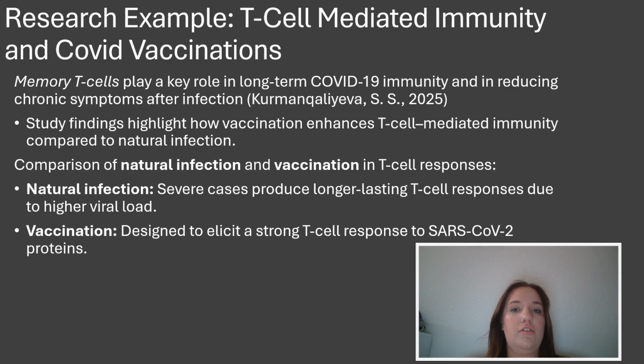The article also compared the effects of natural infection versus vaccination. In natural infections, especially severe cases, the higher viral load leads to a stronger and longer-lasting T cell response. Meanwhile, the COVID-19 vaccine was engineered to specifically trigger a strong T cell response targeting the SARS-CoV-2 spike protein. Overall, the findings reinforce how vaccination improves immune memory and protection against reinfection.